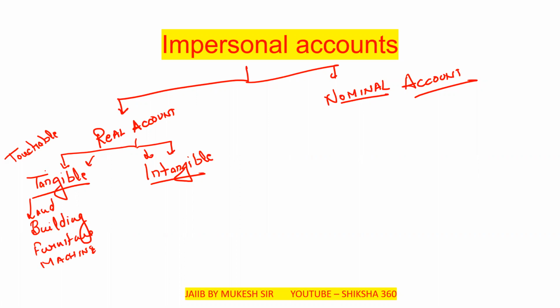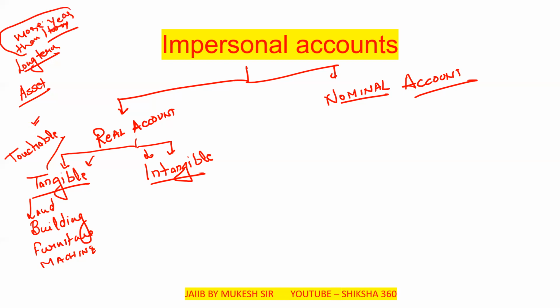Please remember one more thing. Tangible means, first of all, touchable, and second, these are assets having a long-term life, that is, more than 1 year. Please remember these things because they are beneficial for you at the time of answering the question.